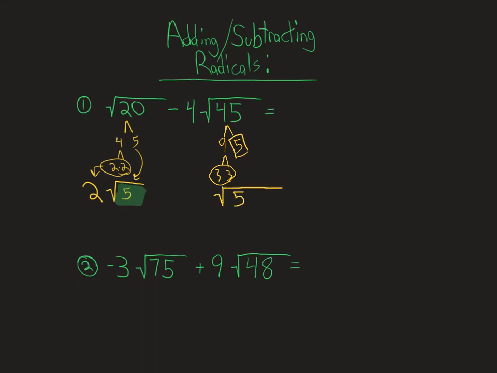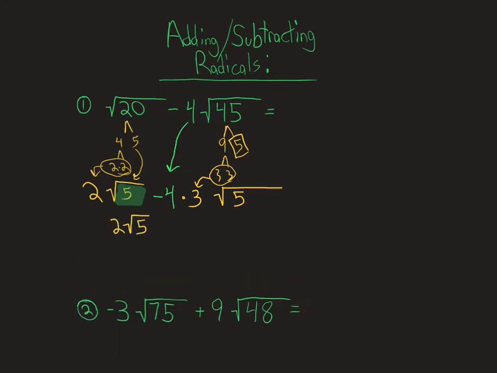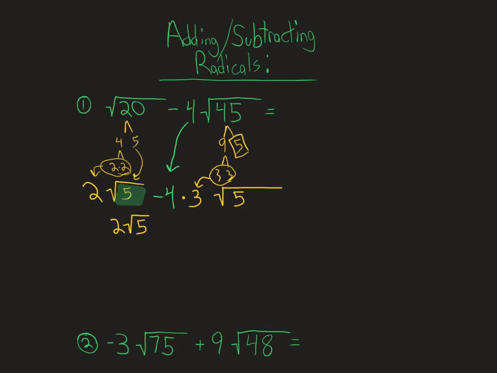Okay, I've got that minus 4. I'm going to bring that down. Okay. And then there's the pair of 3s I can pull out, which needs to multiply with anything on front. And so real quick, let's rewrite this. We have 2 radical 5. Minus, and the 4 times 3 minus 12 radical 5.